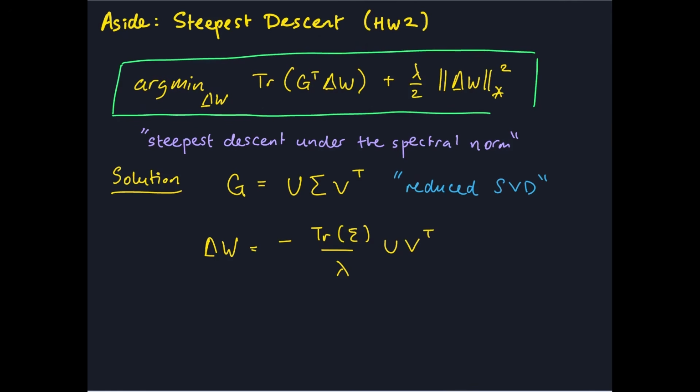So you can think of this conceptually as taking the SVD of the gradient, and you can think about this as setting all the singular values to 1. And we call this a semi-orthogonal matrix. Because it's rectangular, it's not quite an orthogonal matrix.